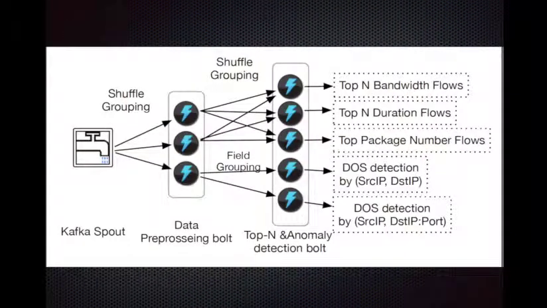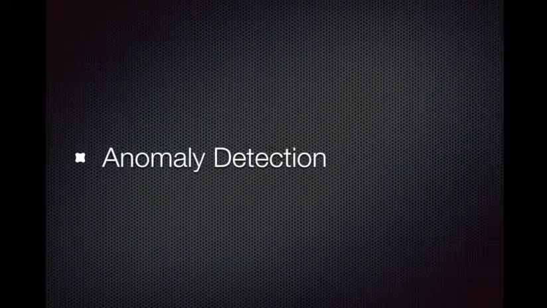In the real-time processing, we have different kinds of topologies using different kinds of groupings. Basically the spout would be Kafka. As I previously mentioned, different kinds of topics will give out the network data, and these are retrieved and processed for parameter retrieval and then given to the different bolts such as top N bandwidth flows, top N duration flows, DOS detection, or anomaly detection.